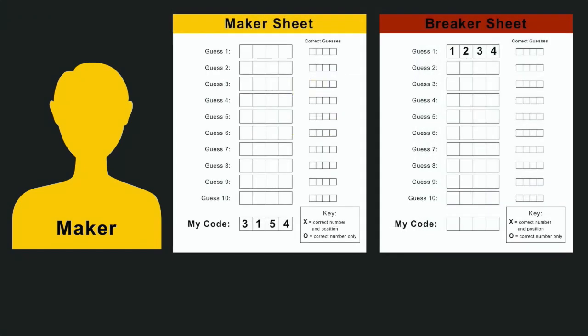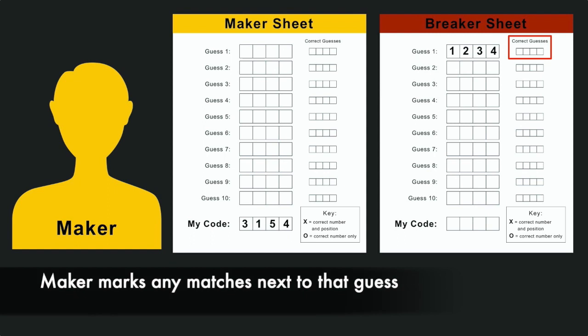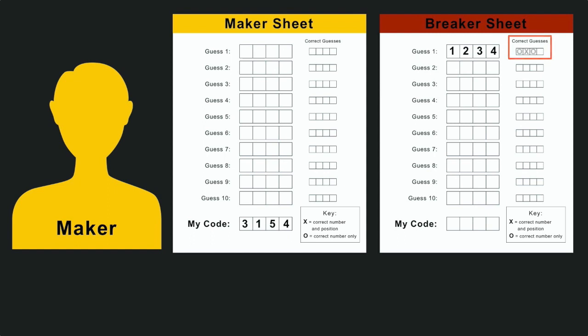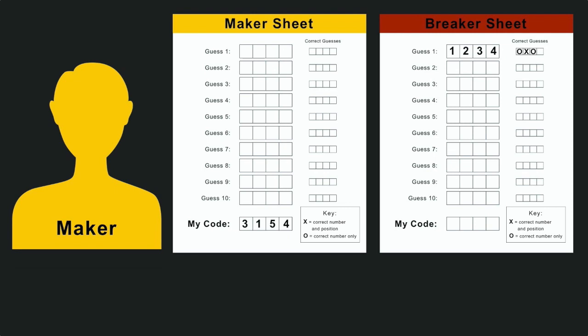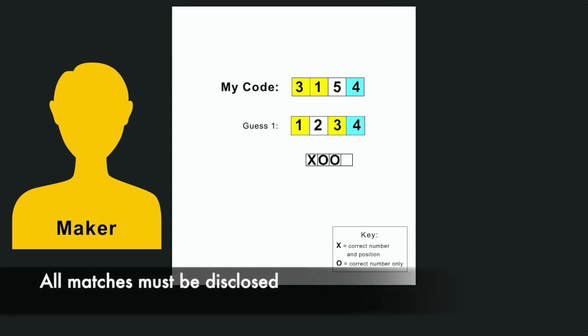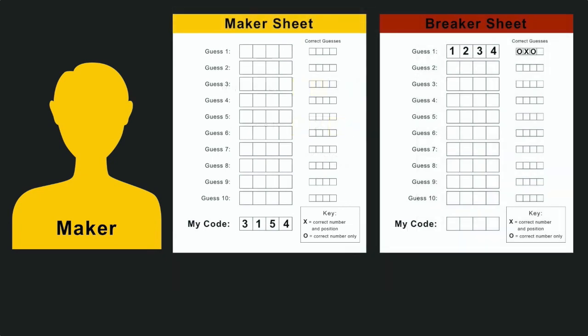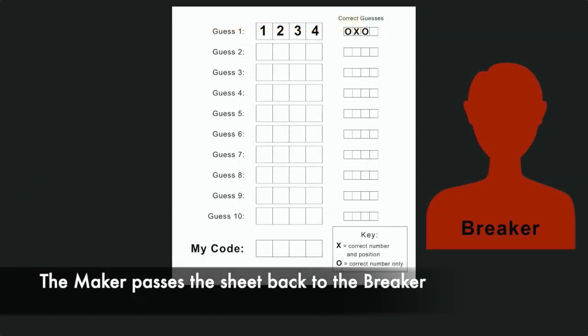The code maker will place these symbols in the correct guesses boxes, next to that guess on the code breaker's sheet. The code maker does not have to put these guesses in any particular order, so they can mix up the order of the symbols to try to throw off their opponent. They must, however, make sure that they accurately indicate all of the matching elements between their code and their opponent's code. After indicating the correct guesses, the code maker will pass the code breaker's sheet back to them.